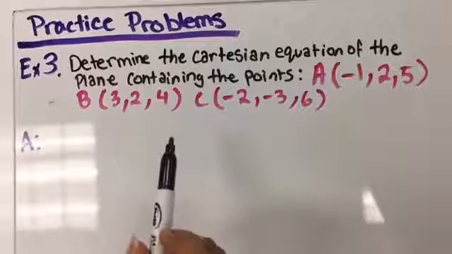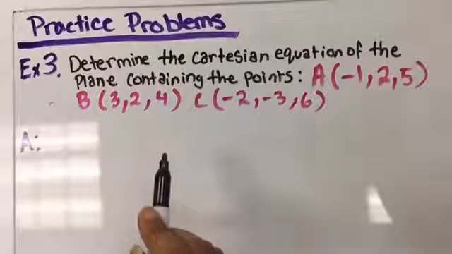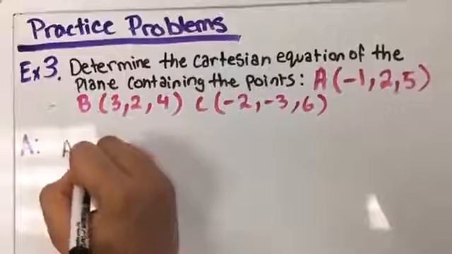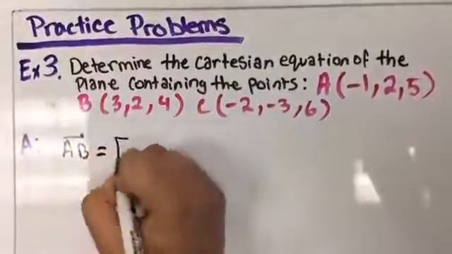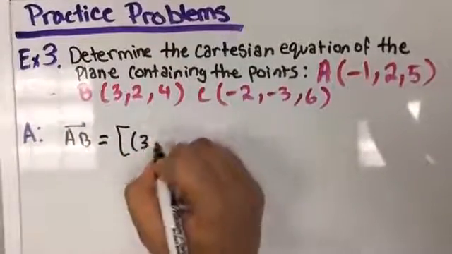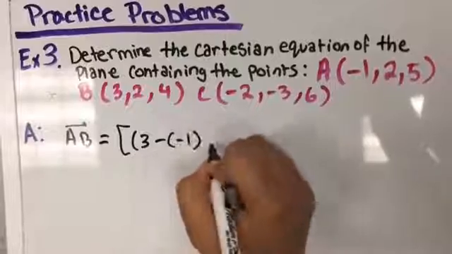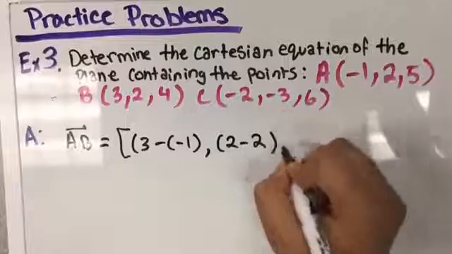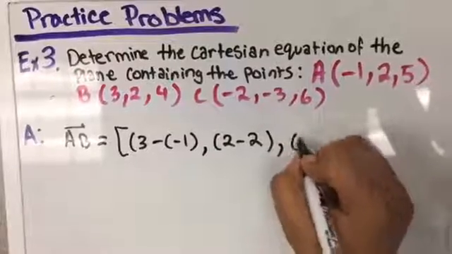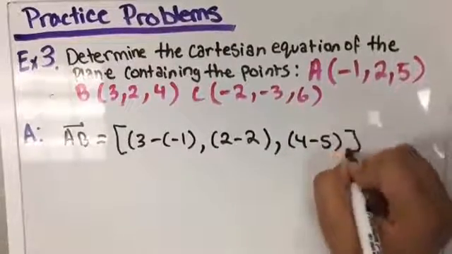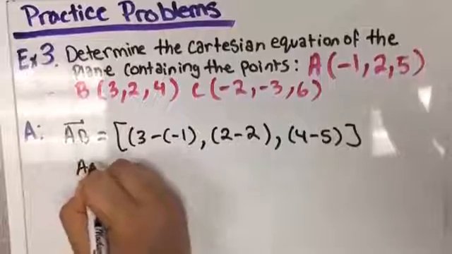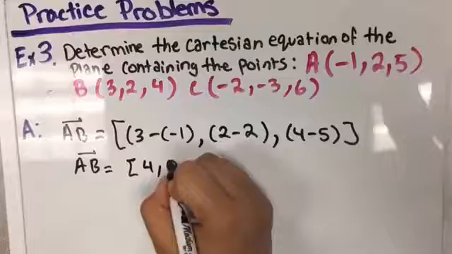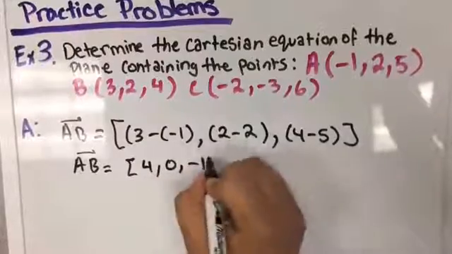To find the direction vector AB, we're going to subtract the coordinates of point A from point B. So vector AB will be 3 minus -1, which will be our i coordinate, 2 minus 2, which will be our j coordinate, and 4 minus 5, which will be our k coordinate. So vector AB is going to be equal to the coordinates 4, 0, and -1.